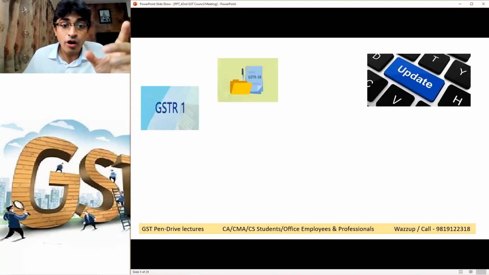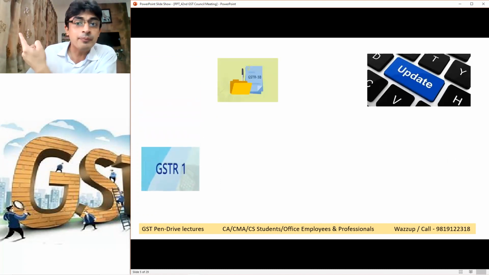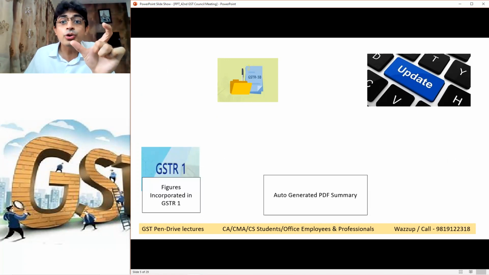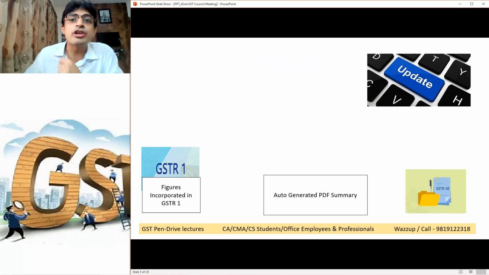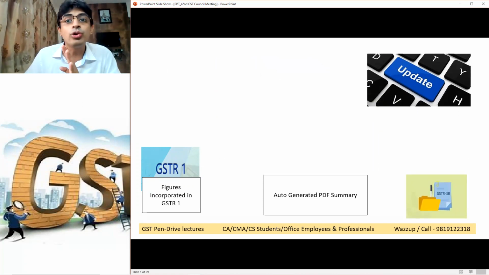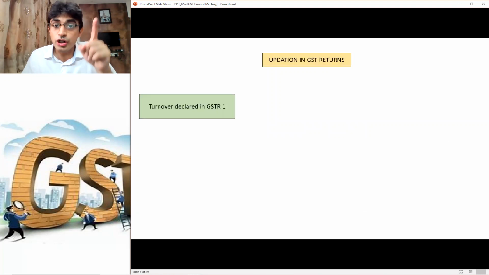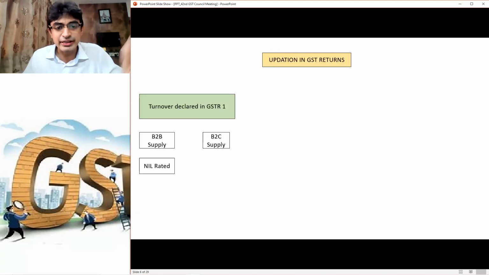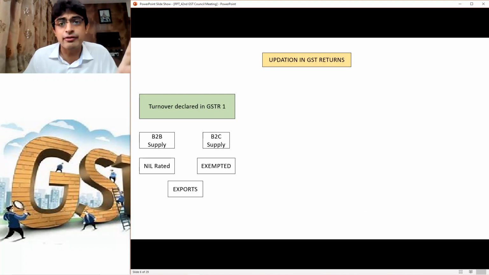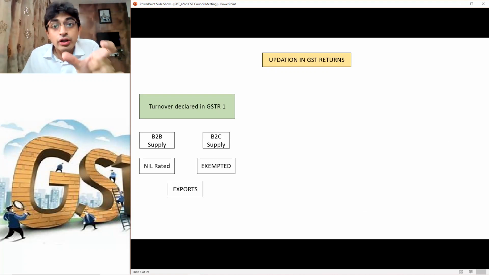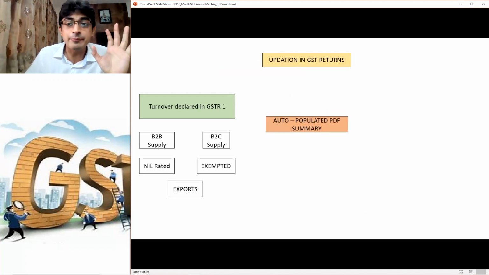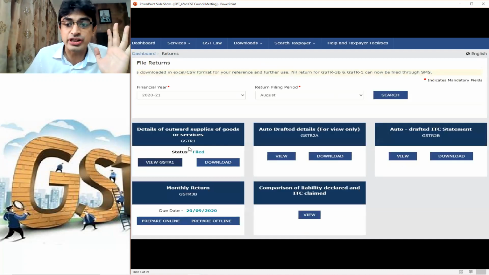You are aware? Whatever turnover, whatever outward supply you are declaring in GSTR1, through this, there is one auto-generated PDF summary in your GSTR3B. You can download this. See this. Whatever turnover you have declared in your GSTR1, whether it's B2B, B2C, nil, exempt, export, whatever, this turnover gets auto-populated through a PDF summary in your GSTR3B.